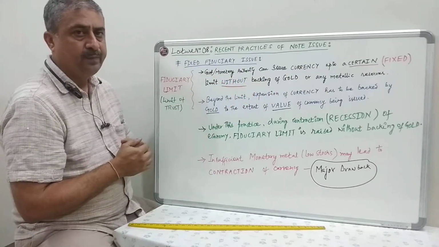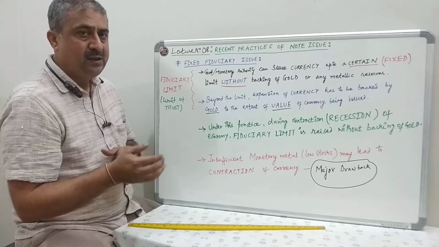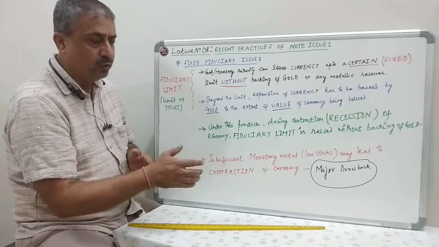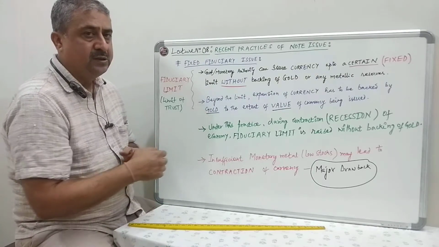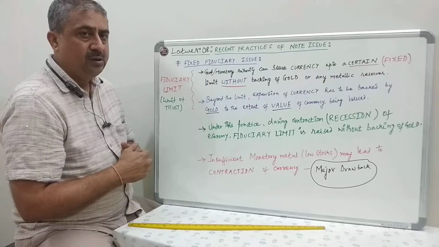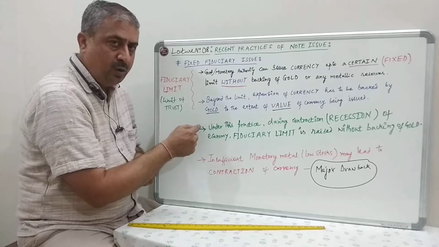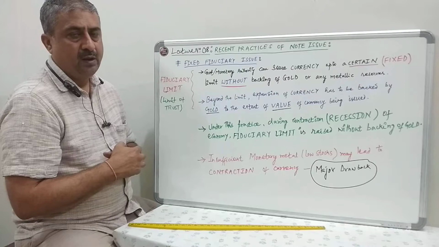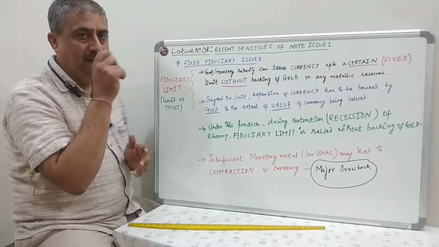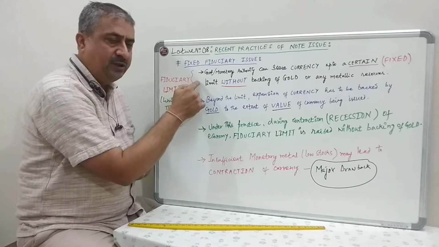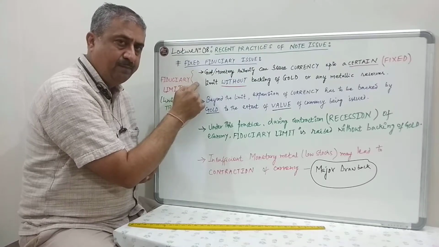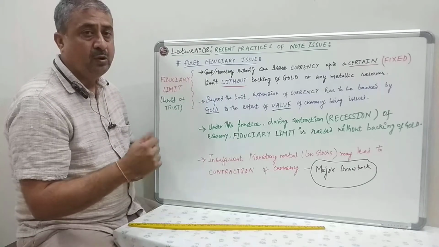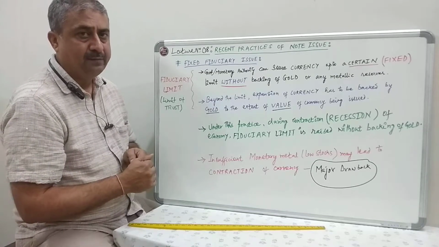The moment economy shows signs of recovery and growth, currency is printed and it is backed by gold to the extent of value of the currency that is being printed. Now, why in this case? Like we discussed yesterday, here in this case, since it is in recession, it wants the people to spend because they're not having money to spend.